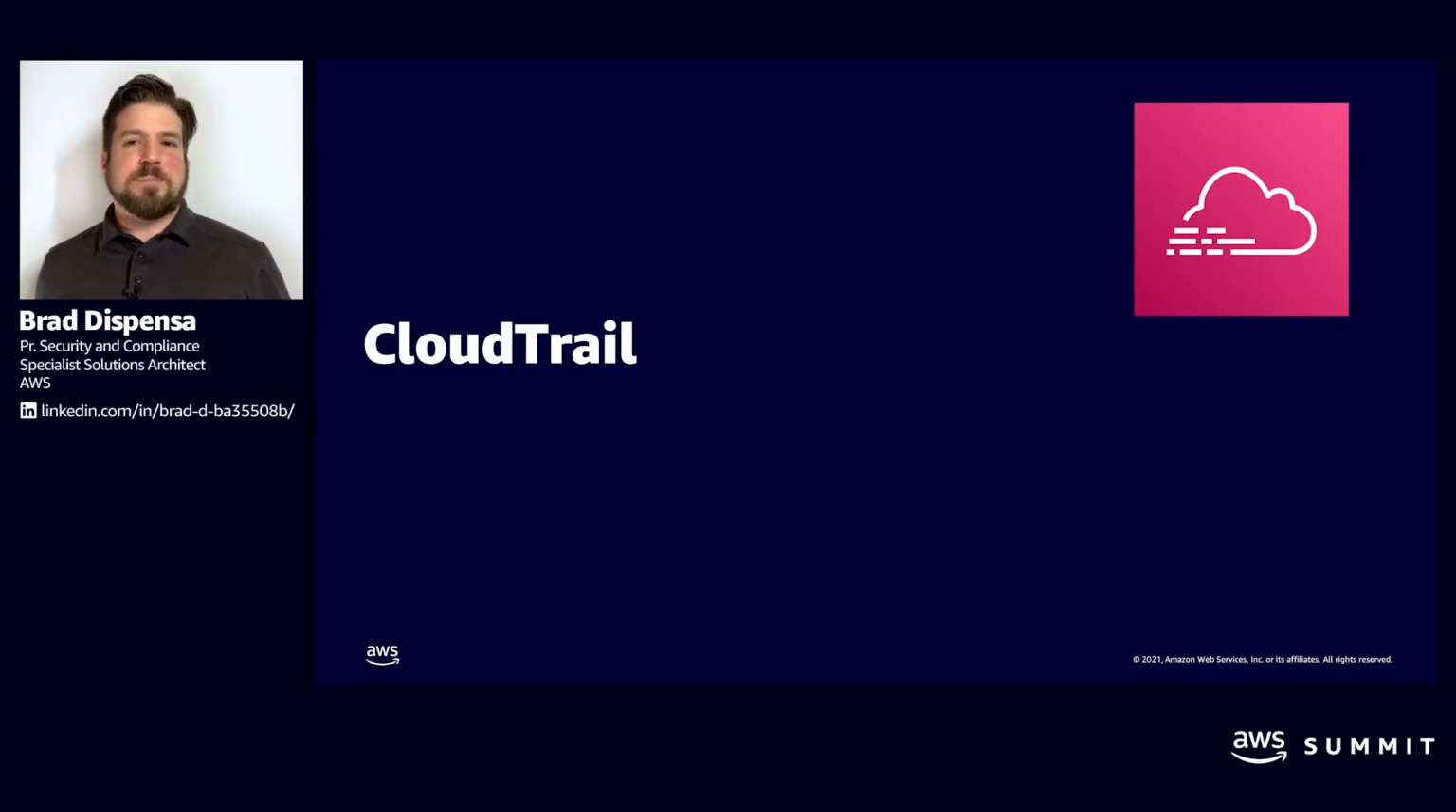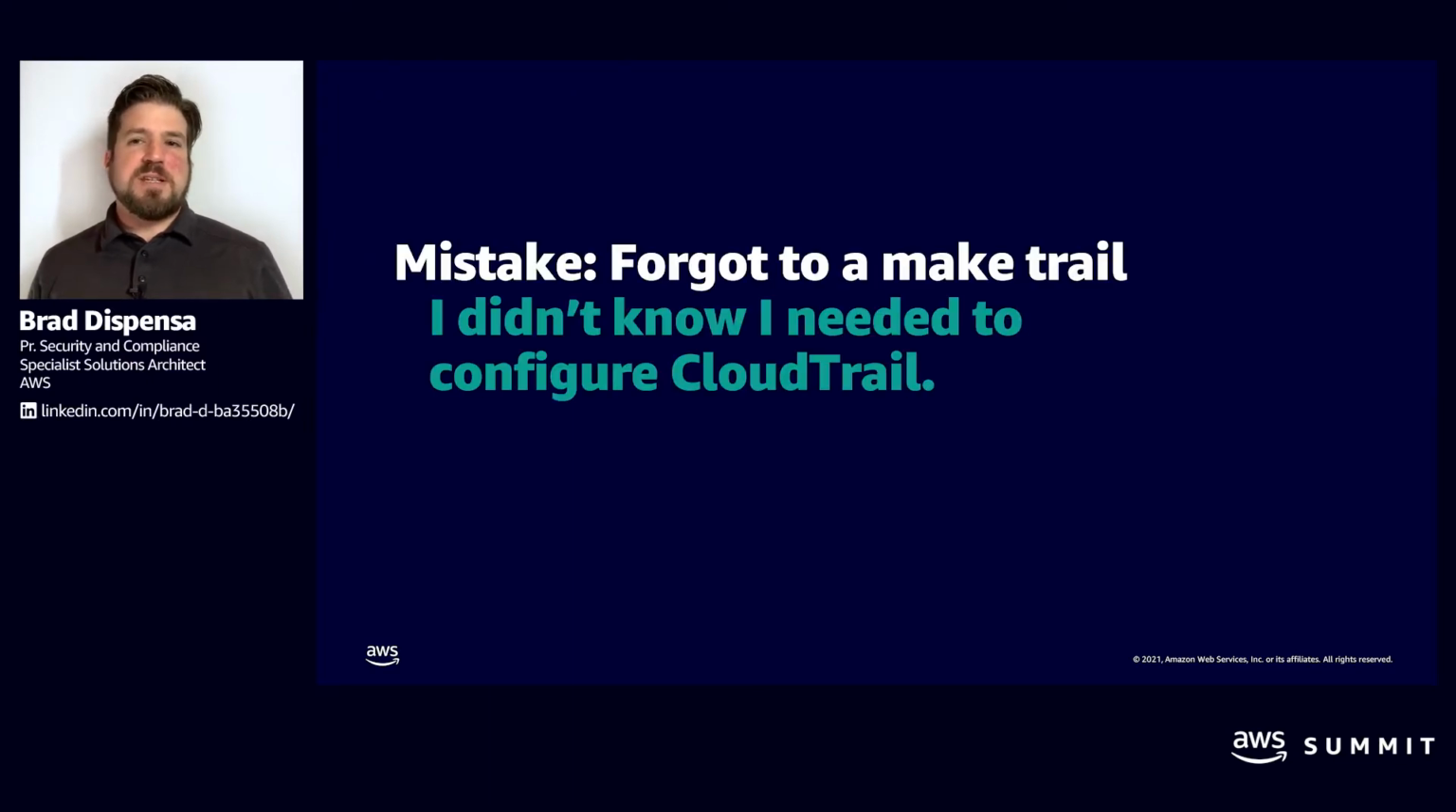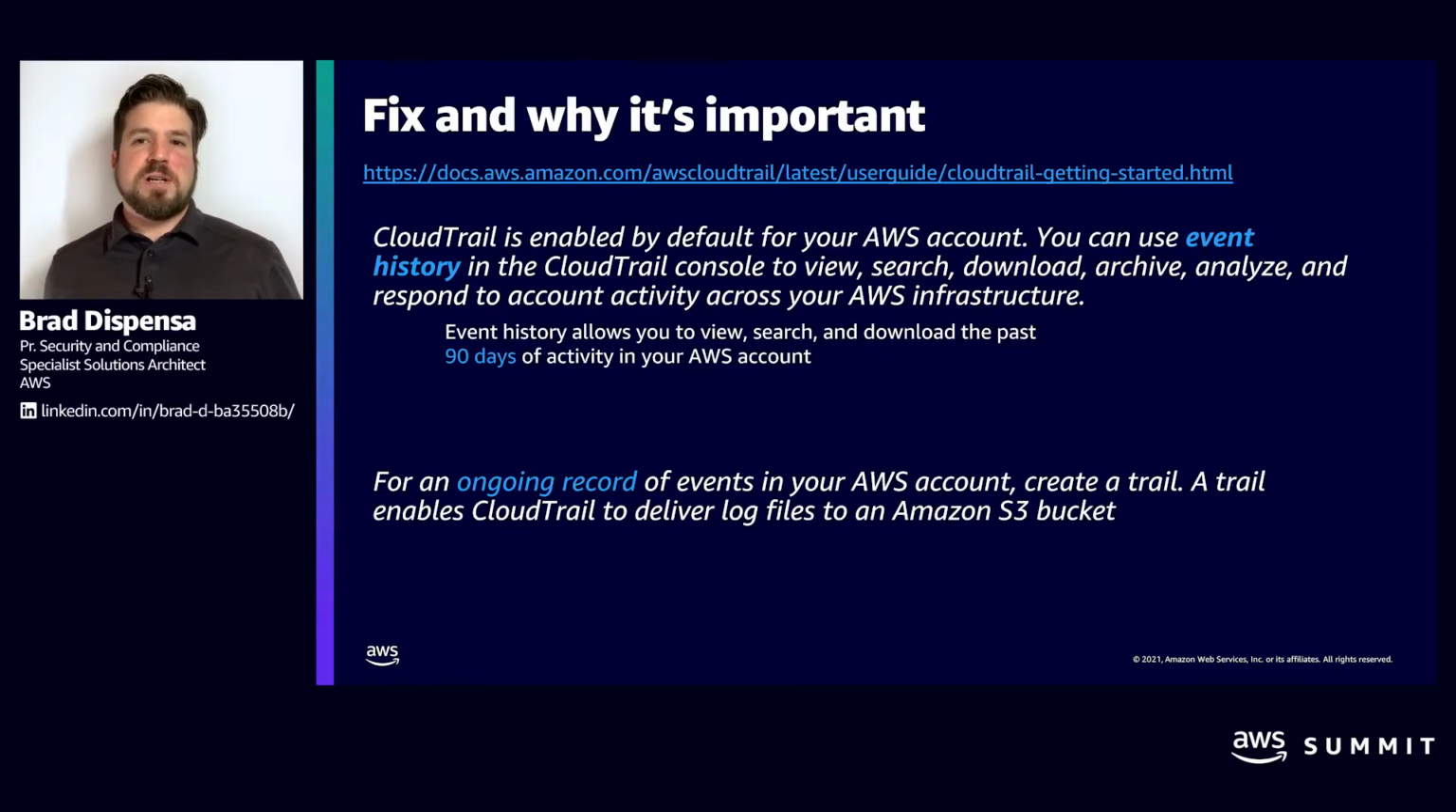What about CloudTrail? So the example that I see for CloudTrail is that they forgot to make a trail and they didn't know that they needed to configure CloudTrail. So a good example there is, by default, CloudTrail is enabled in all AWS customer accounts, and it will record activity for 90 days. But what customers don't know is that if you want an ongoing record of events in your AWS account, you need to create a trail, and you need to enable that trail to deliver log files to an Amazon S3 bucket.